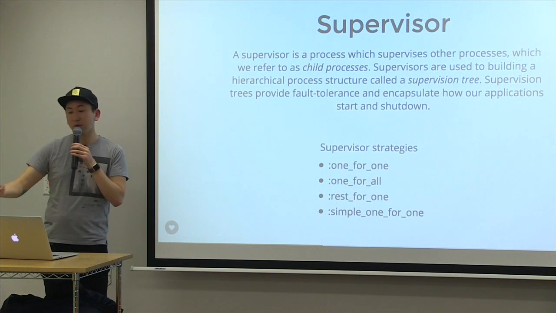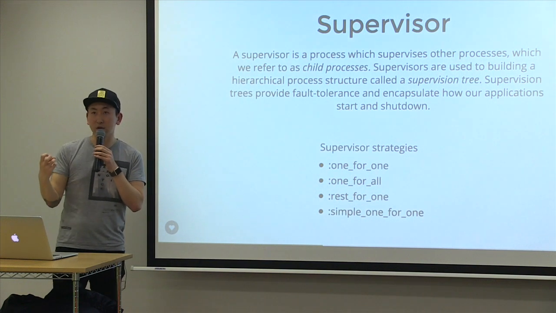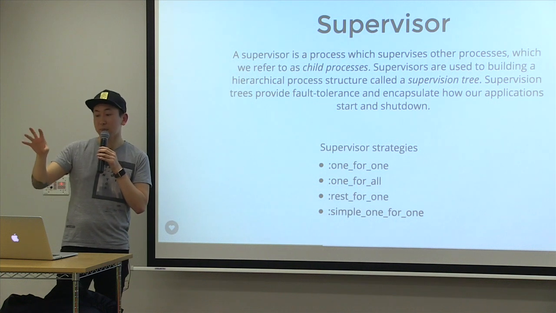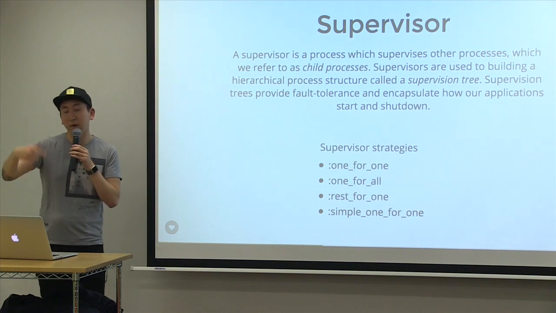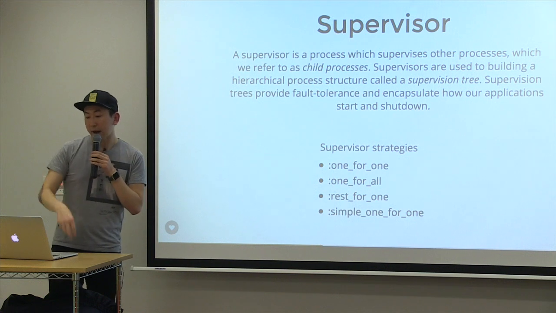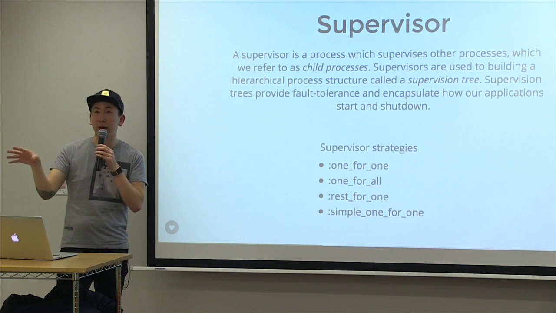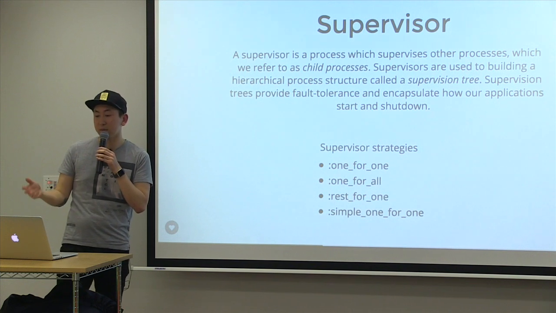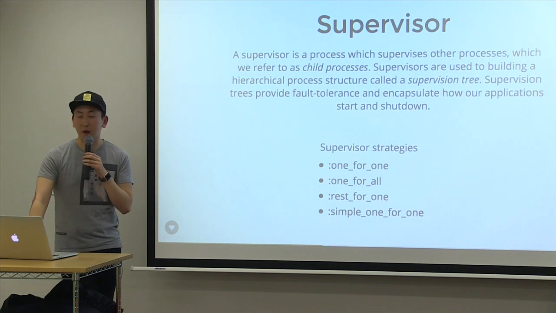So with rest for one, if this process crashed, it will get restarted first, and all its child processes will get restarted. But one for one earlier only restarts itself. And simple one for one is for the case where there's no child, just one process, so just a really simple thing. So the supervisor is one of the most important bits of the Erlang platform, the OTP platform I should say, because it's used for both Elixir and Erlang.